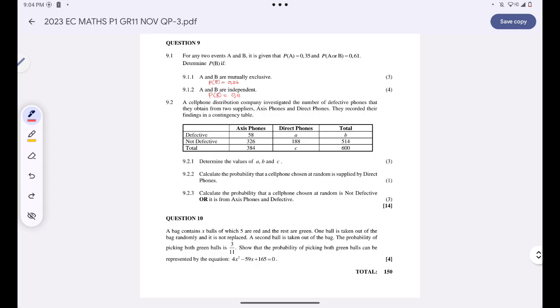I'm told that a cell phone distribution company investigated the number of defective cell phones that they obtained from two suppliers. Supplier number one is Axis Phones, supplier number two is Direct Phones. They recorded their findings in a contingency table. Question one, we're supposed to find A, B, and C.